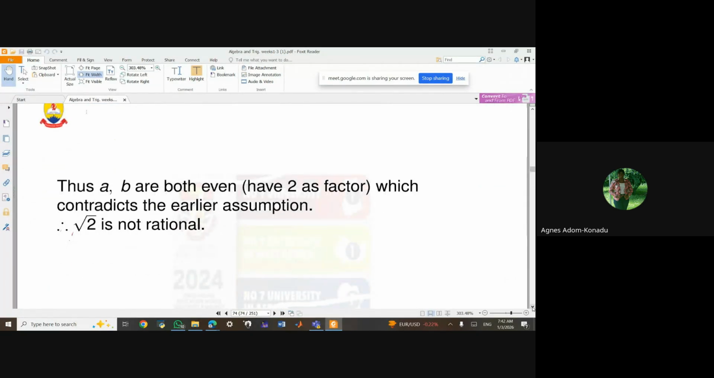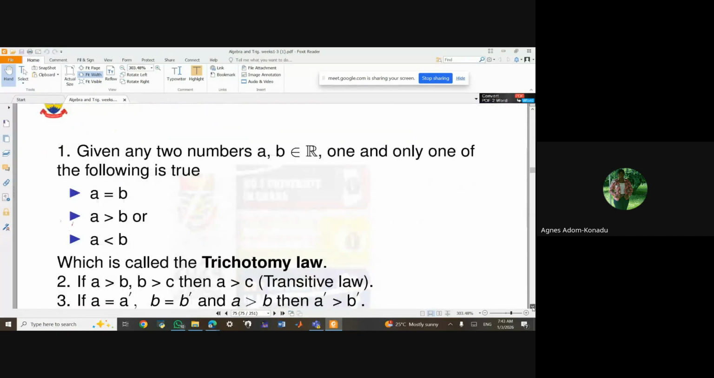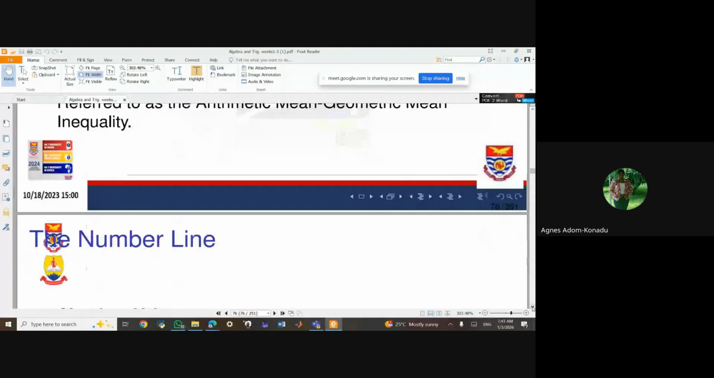We proved by contradiction. So you can prove by contradiction, contrapositive, and others. For contradiction, you just say that root 2 is a rational number, and then you prove that it's not a rational number. So that is proved by contradiction. And then we also looked at the axiom of order. Okay, we looked at all these.